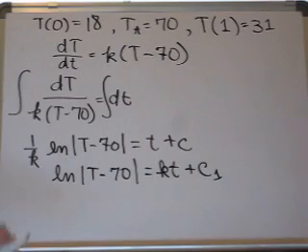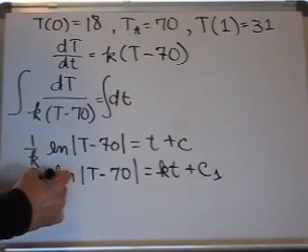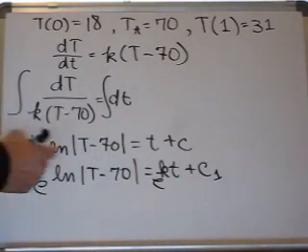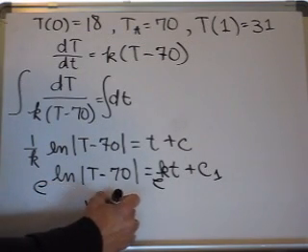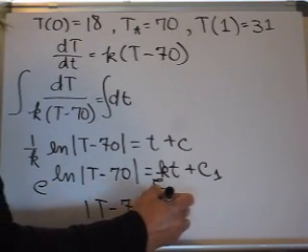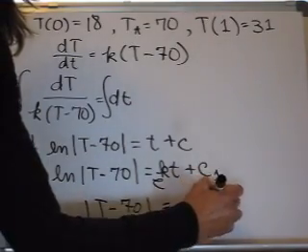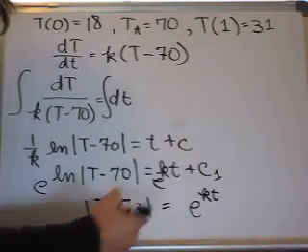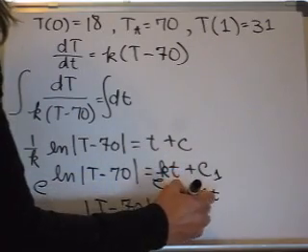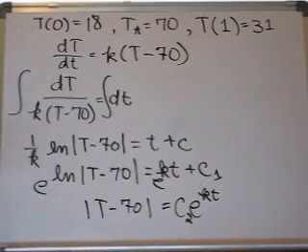Then if I exponentiate, raise both sides to the e, I get the absolute value of T minus 70 on the left-hand side equals e to the kt times e to the c1. I'm going to call e to the c1 c2.